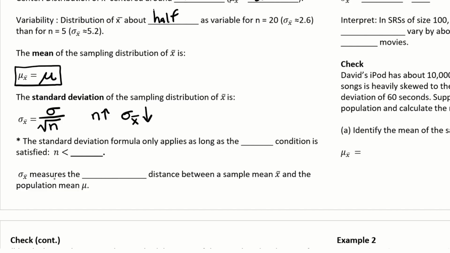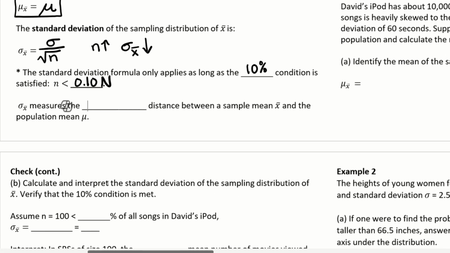Now remember this standard deviation formula only applies as long as the 10% condition applies, which is that the sample size is less than 10% of the population. Okay, this has always been the case, even for proportions. It was the same case.